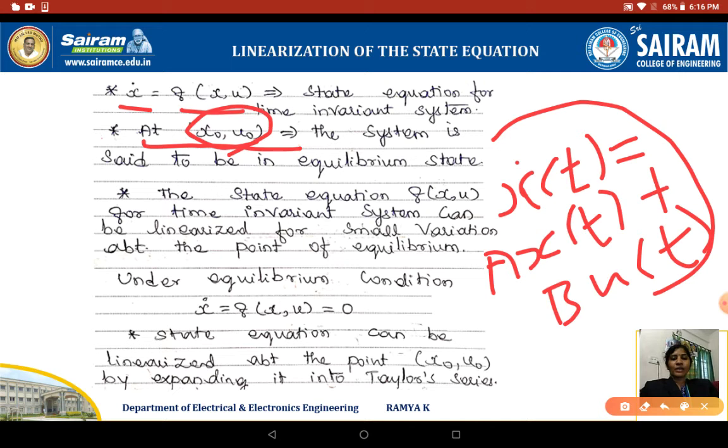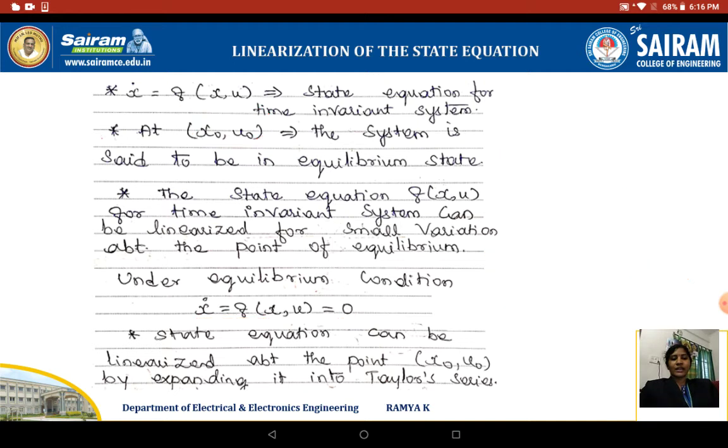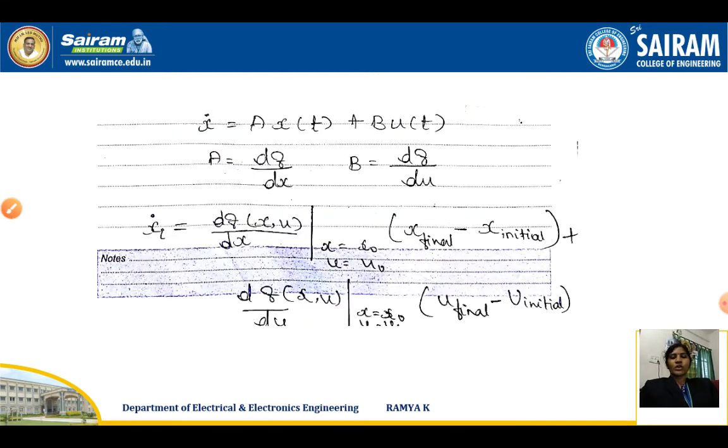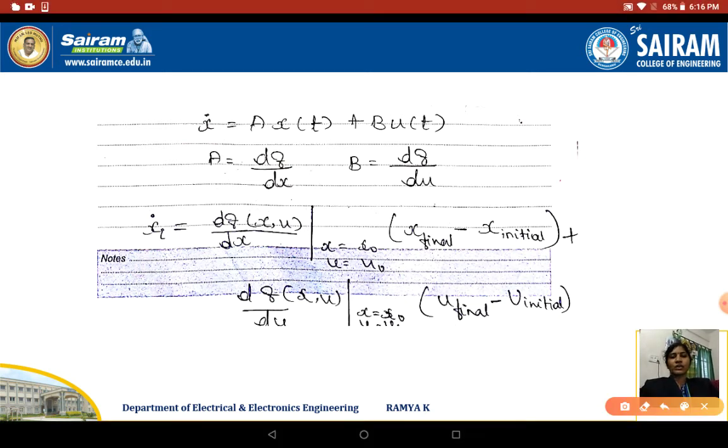So under equilibrium condition, we can assume that x dot of t is equal to f of x comma u, which is equal to 0. So the state equation can be linearized about the point x naught comma u naught by expanding it in Taylor's series. So we know that x dot of t is equal to A x of t plus B u of t. This is your state equation.